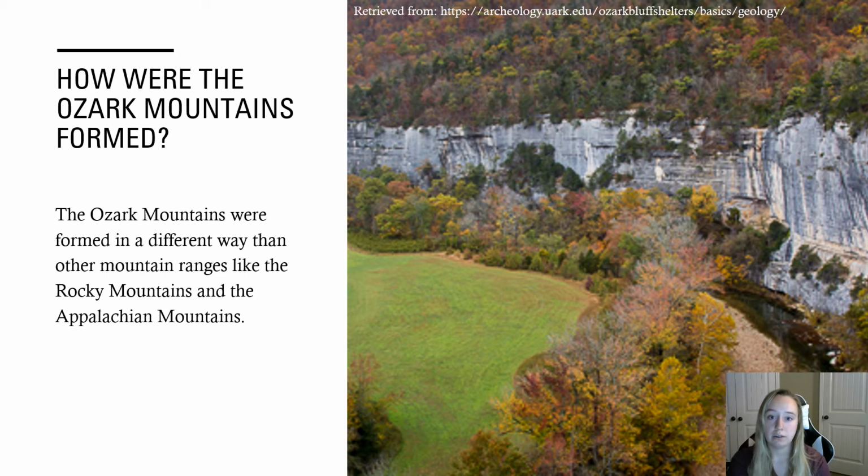Since each layer was made up of different rock, each layer eroded at a different rate. This led to a step-sided mountain face on the mountains. This explains the flat-topped ridges and narrow hollows.